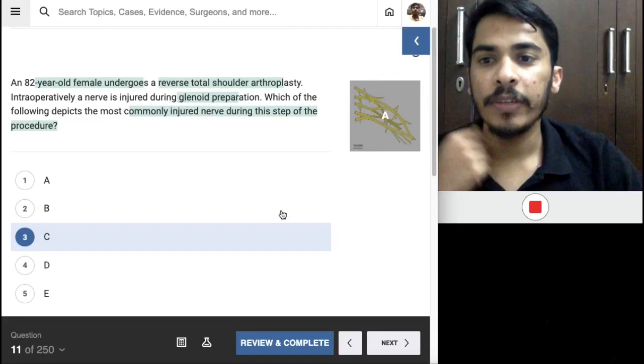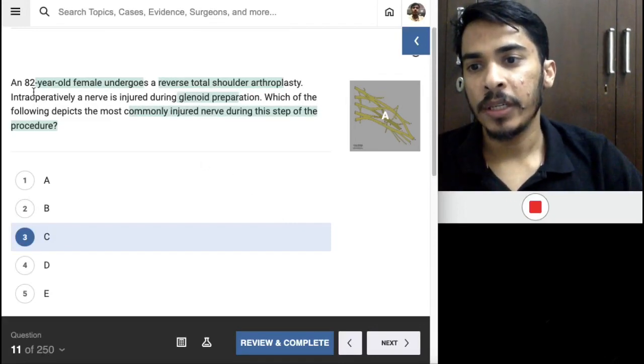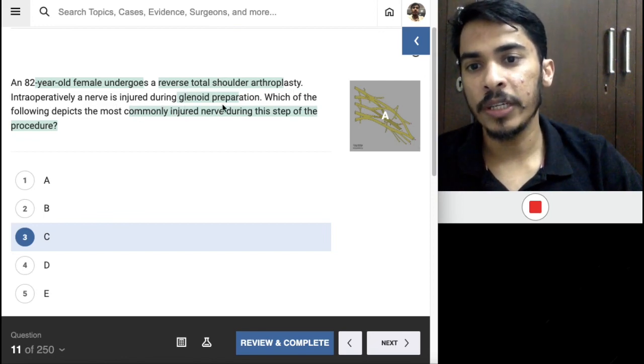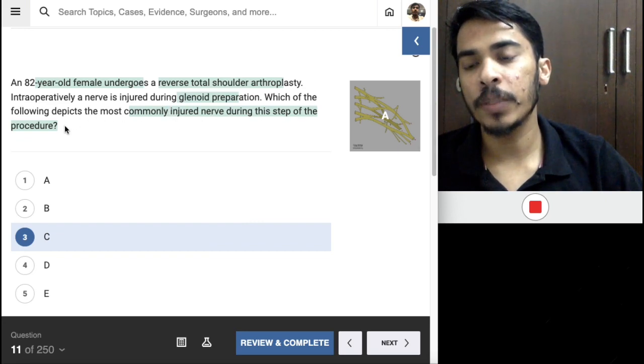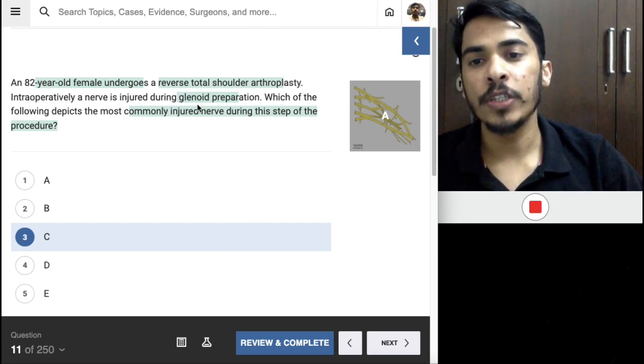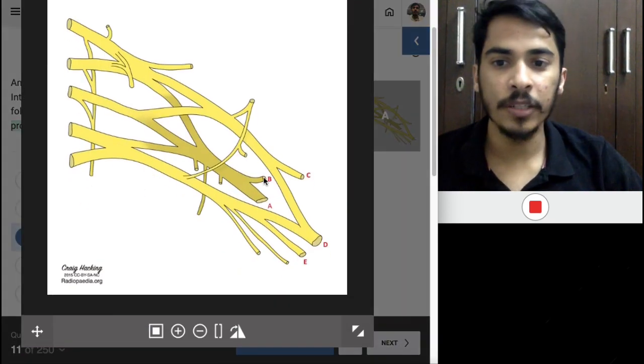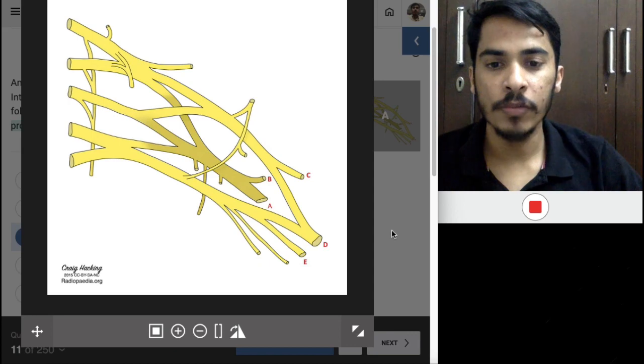Now we are moving to the 11th question. Question is, an 82-year-old female undergoes reverse total shoulder arthroplasty. Intraoperatively, a nerve is injured during glenoid preparation. Which of the following depicts the most commonly injured nerve during this step of the procedure? So, nerve injury in glenoid preparation is axillary nerve. Now we have to find which is the axillary nerve. So B is the axillary nerve.